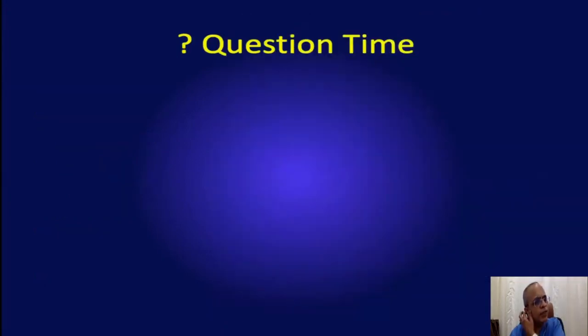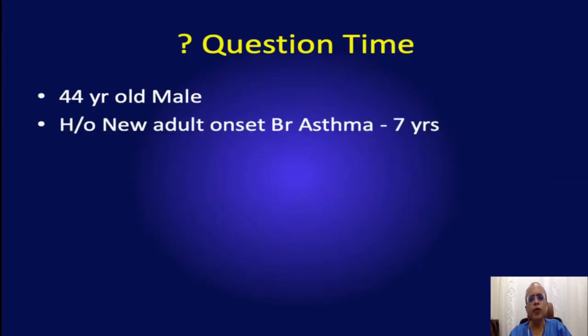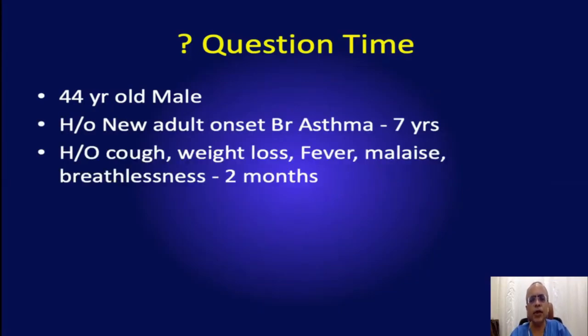So before going to the question time, I will show you a third case, and on which we'll go for the questions. He's a 44-year-old male. He had a new onset of bronchial asthma for the last 7 years, for which he is on steroid inhalers.